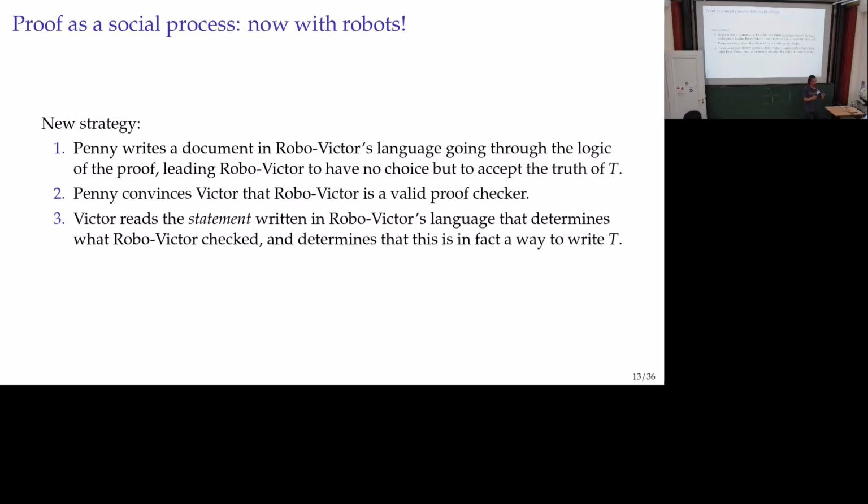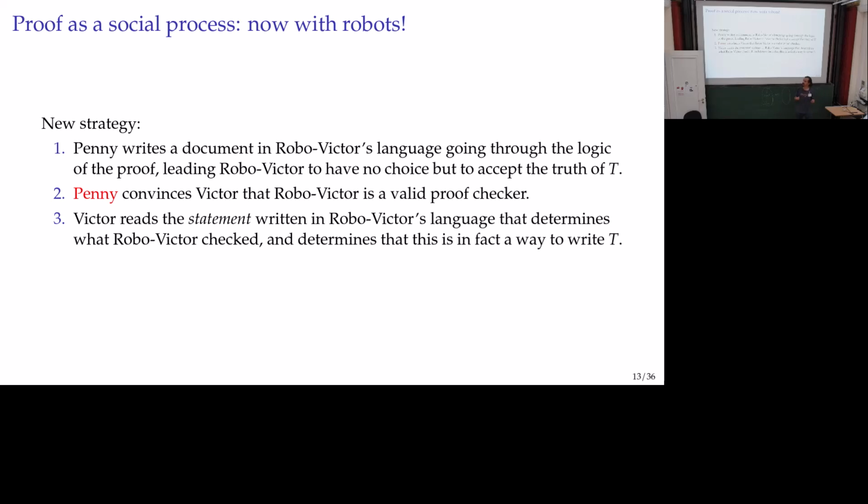Penny writes a document in RoboVictor's language, going through the logic of the proof, leading RoboVictor to have no choice but to accept the truth of T. Penny convinces Victor that RoboVictor is a valid proof checker. Victor reads the statement that was written in RoboVictor's language that determines what RoboVictor checked, and determines that this is in fact a way to write T. Now, one thing that I want to observe here is that in step 2, this statement here that RoboVictor is a valid proof checker, it's not specific to this proof that Penny was doing.